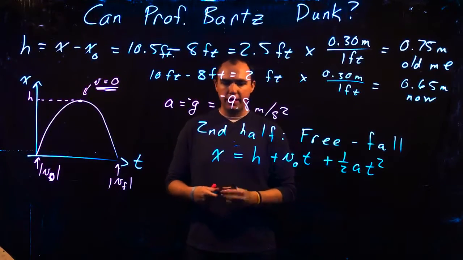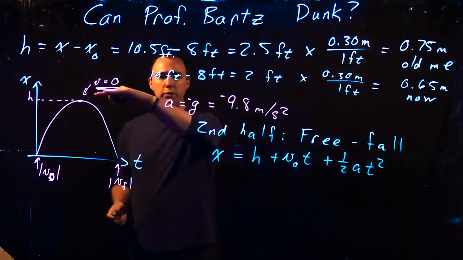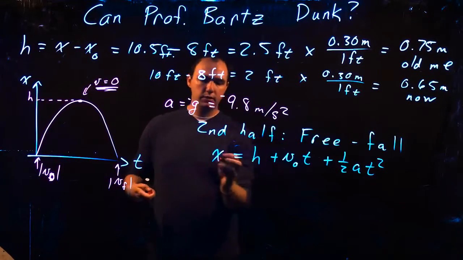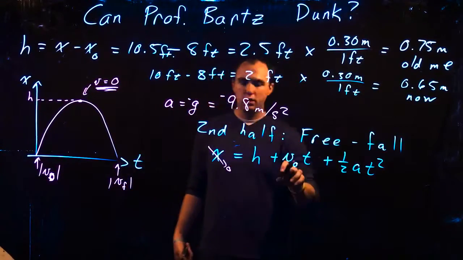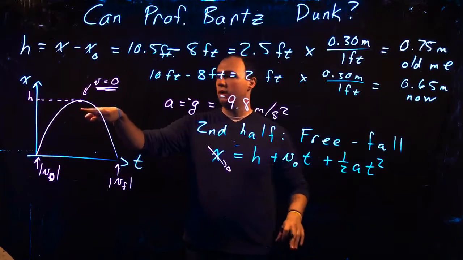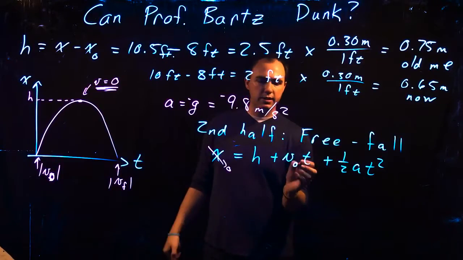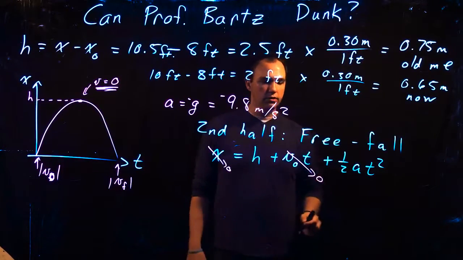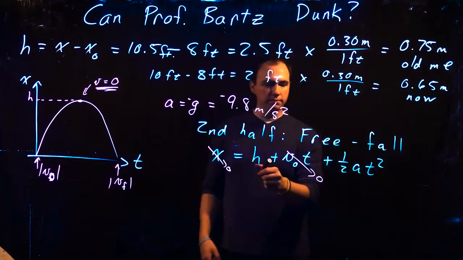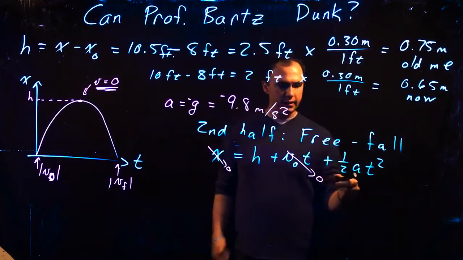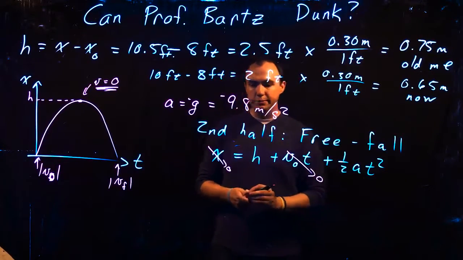Well, now this is going to simplify a lot because what's my final position? 0. What's my initial velocity? Well, at the top of my motion, I can see that my velocity is 0. So this term goes to 0. So now I can solve this for time pretty easily.